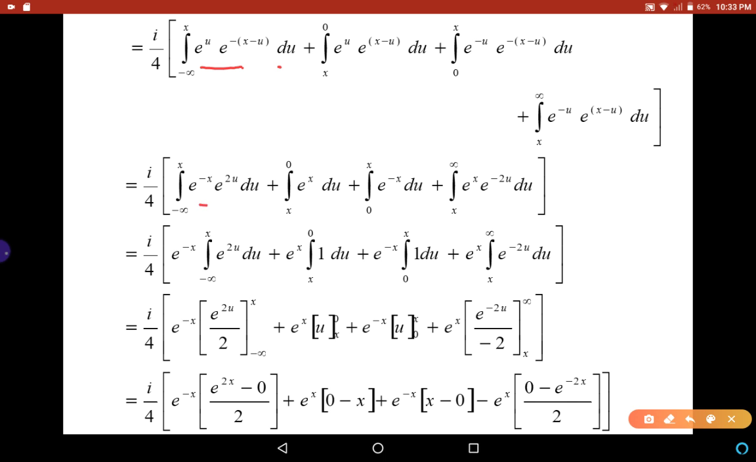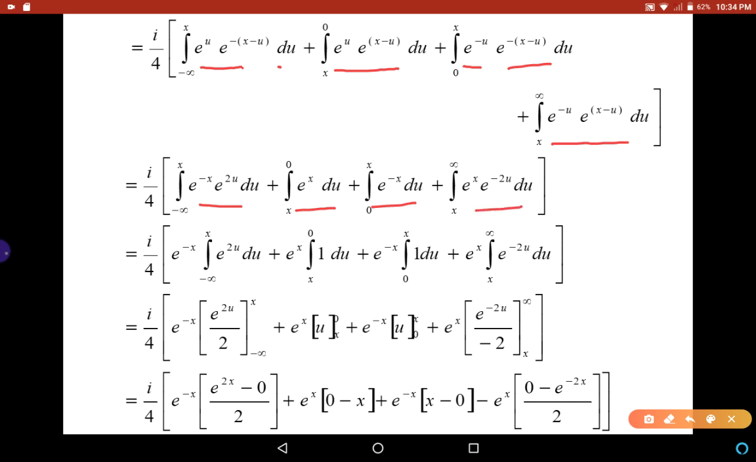And if we simplify, e power u into e power minus of x minus u gives e power minus x into e power 2u. And here e power u into e power minus u gives 1. So we have e power x here. See here also e power minus u into e power u becomes 1. We remain with e power minus x. And in the last integral we have e power minus 2u into e power x.